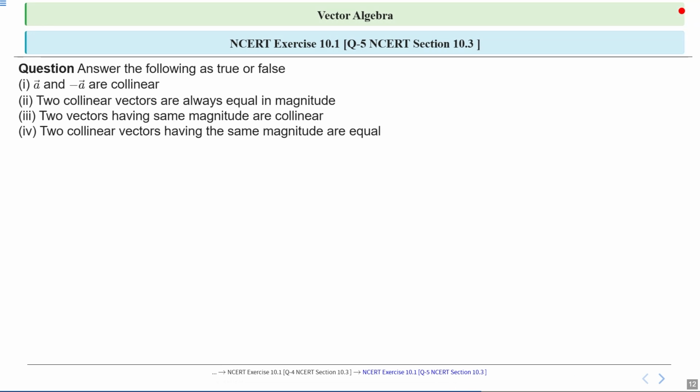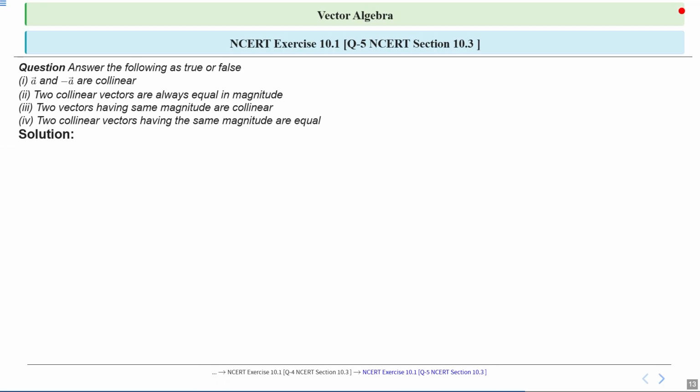Next is NCERT exercise 10.1, question number 5. Answer the following as true or false. First, A vector and minus A vector are collinear. Second, two collinear vectors are always equal in magnitude. Third, two vectors having the same magnitude are collinear. Fourth, two collinear vectors having the same magnitude are equal. So first is true, A vector and minus A vector are collinear, right?